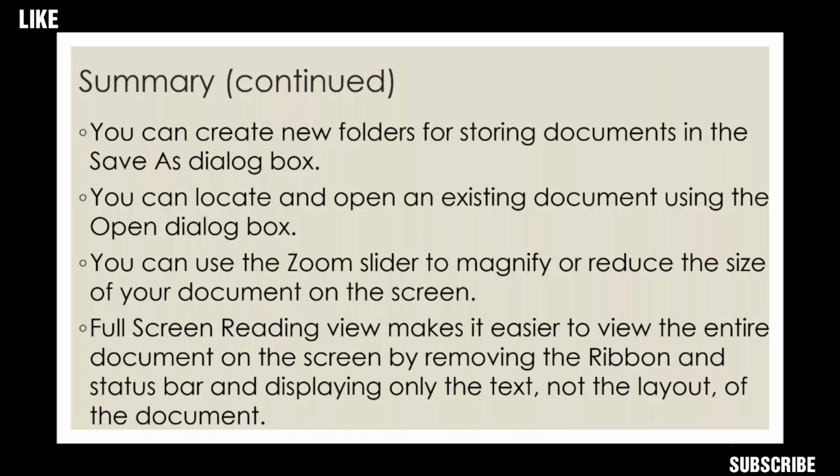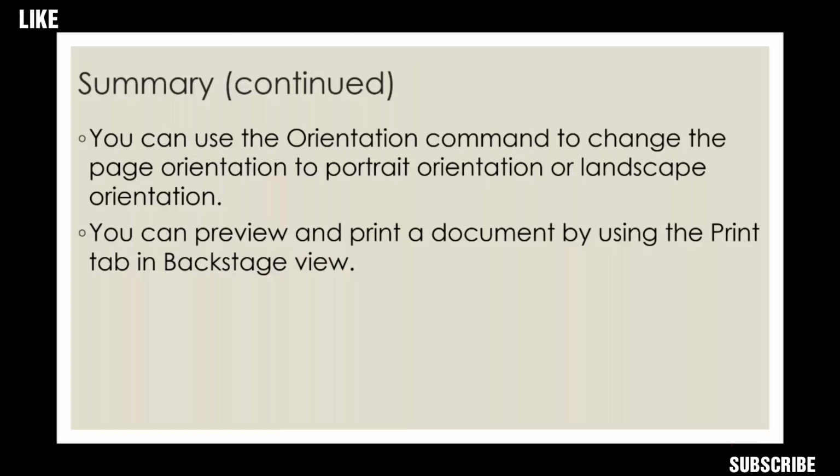Summary, continued. You can create new folders for storing documents in the save as dialog box. You can locate and open an existing document using the Open dialog box. You can use the zoom slider to magnify or reduce the size of your document on the screen. Full screen reading view makes it easier to view the entire document on the screen by removing the ribbon and status bar and displaying only the text, not the layout, of the document. Summary, continued. You can use the orientation command to change the page orientation to portrait orientation or landscape orientation. You can preview and print a document by using the Print tab in Backstage View.